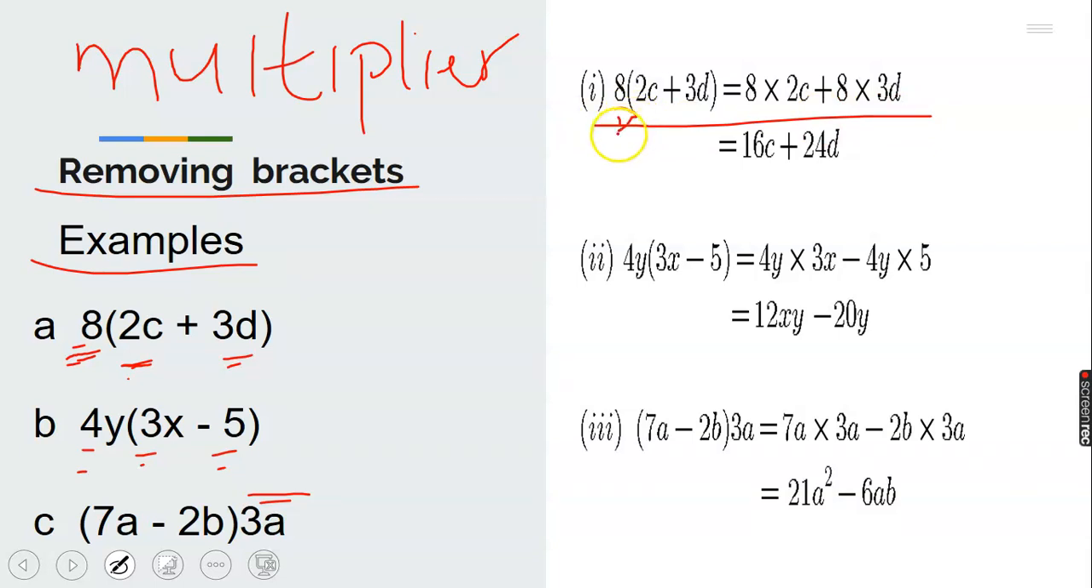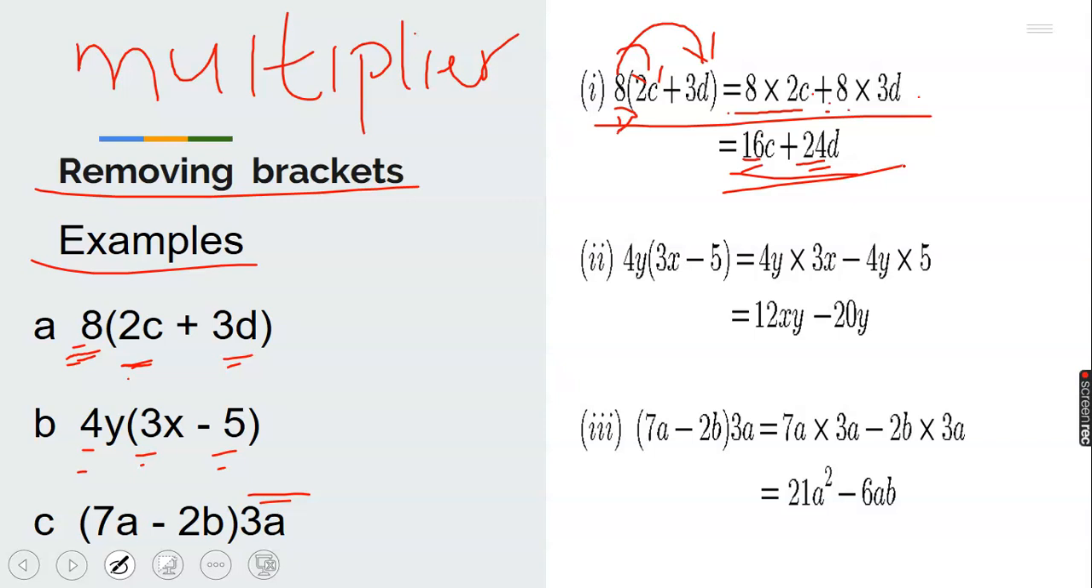You use this 8 to multiply 2c, then use it to multiply this also. You can see 8 times 2c, the plus at the middle, you put it back. Now, 8 times 3d. 8 times 2c equals 16c. 8 times 3d equals 24d. You can see the bracket is no more there. We have succeeded in opening that bracket.